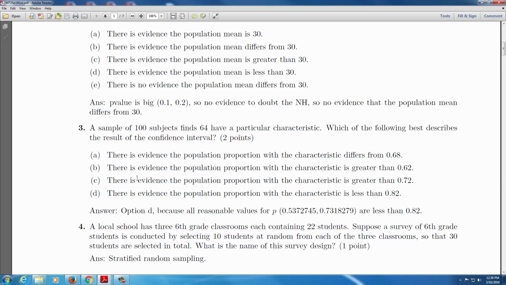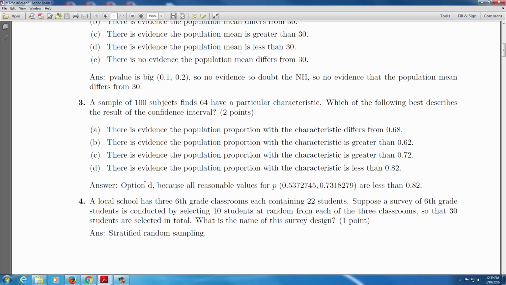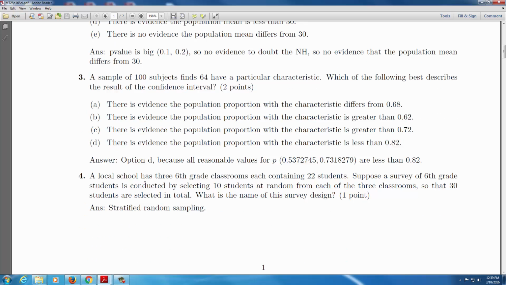Problems 2 and 3 are worth 2 points apiece. In problem 4, you're asked about a sampling design. How is this being done? And you should recognize that there's a separate random sample done for each of the classrooms, and that is a description of stratified random sampling. There were a total of 6 points on this page.